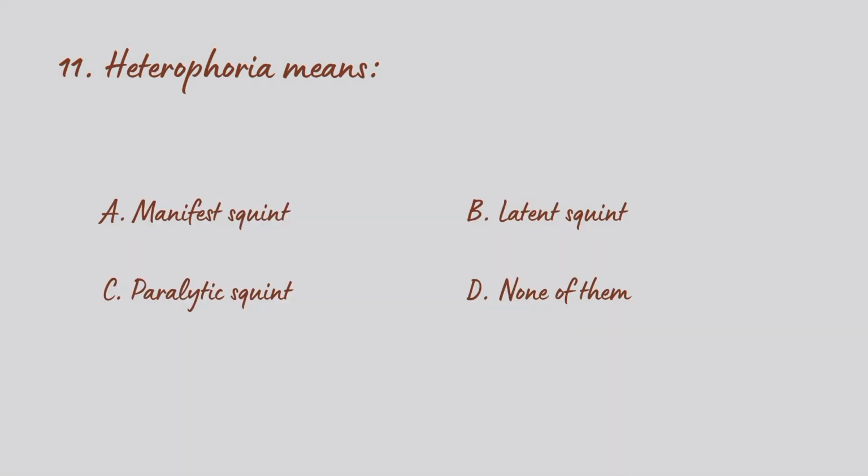Next question, heterophoria means option A manifest squint, option B latent squint, option C paralytic squint, and option D none of them. Correct answer is option B latent squint.